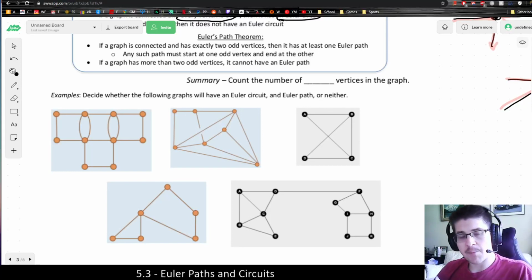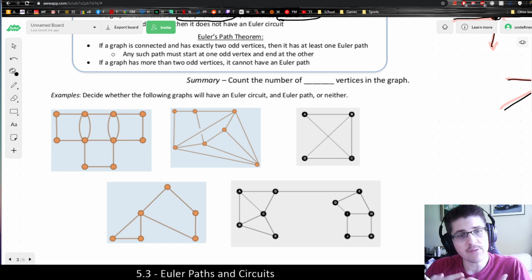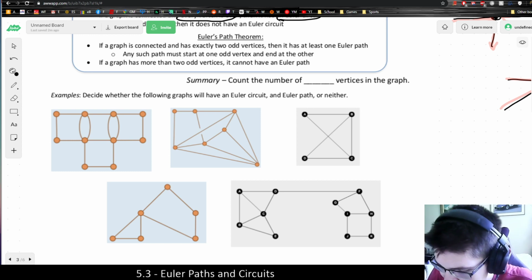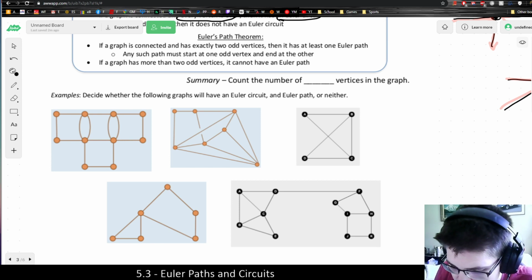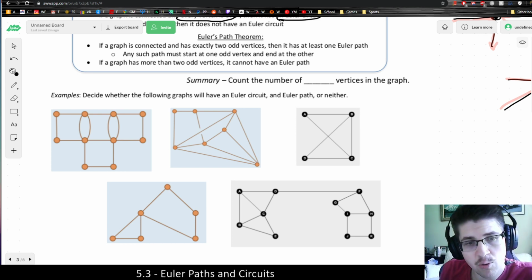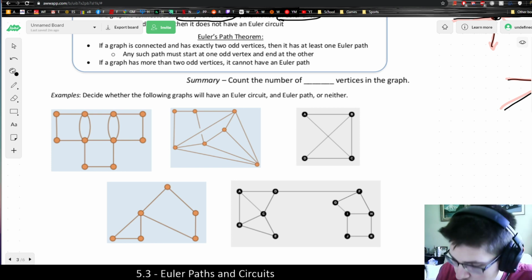In the last video, I talked a lot about what is an Euler path and Euler circuit. In this one, I wanted to talk about how do we find them and how do we know. Just to summarize the information synthesized from Euler's theorem: in order to determine whether a graph has an Euler circuit or Euler path, we need to count the number of odd vertices in the graph.